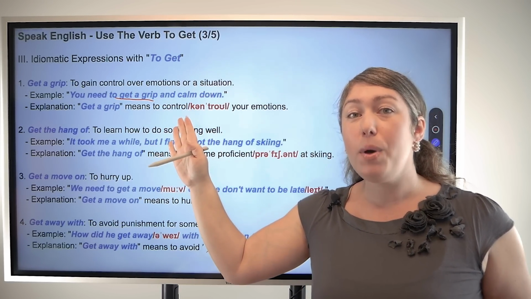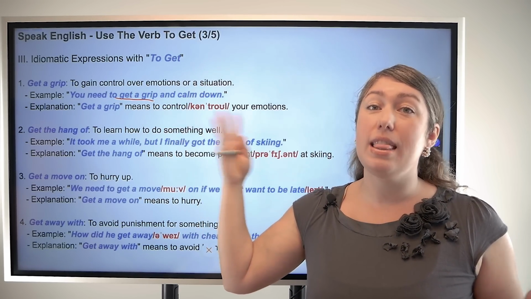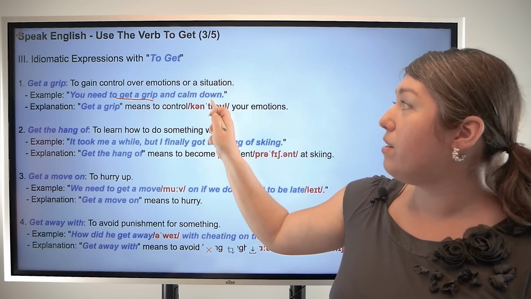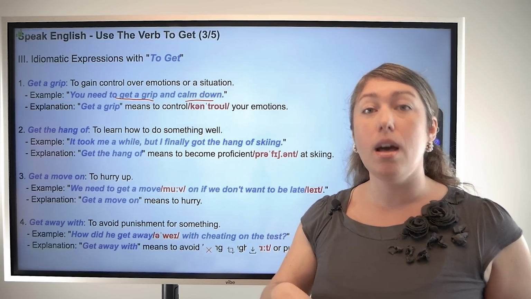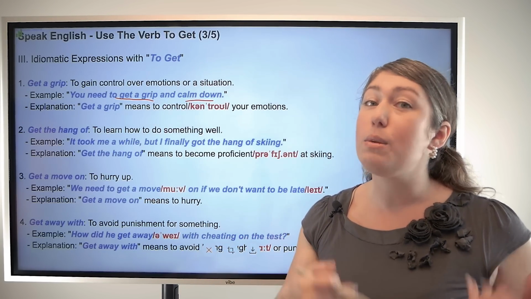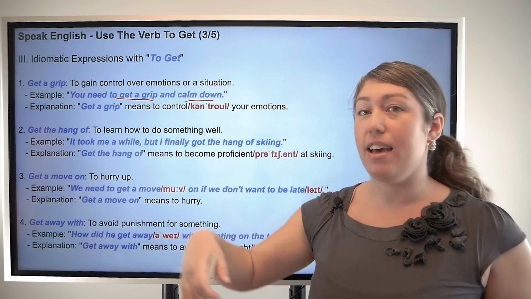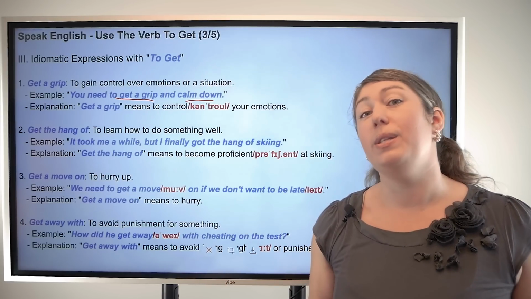Now, this idiom was quite popular in the past, but nowadays, normally, you will hear people say simply, calm down. But you might hear this once in a while, so it's important for you to learn. And the second one we have get the hang of. And this means learn how to do something new.